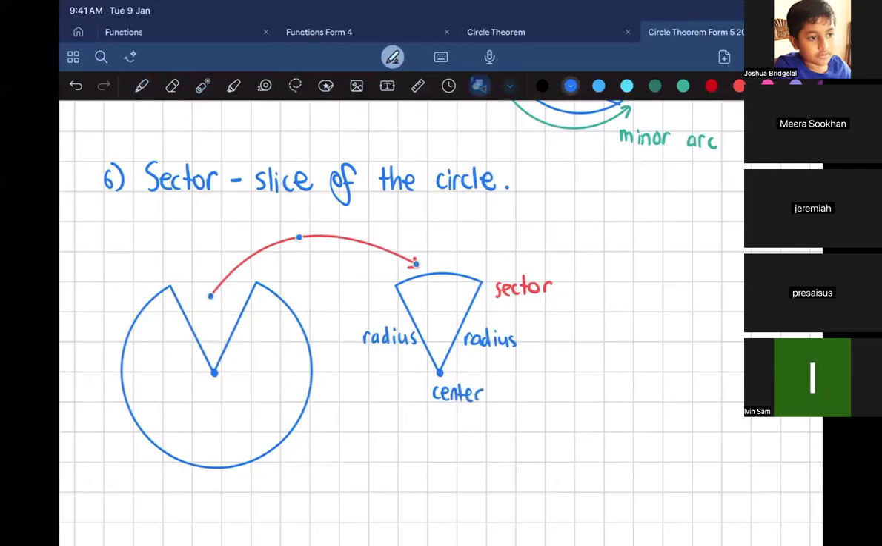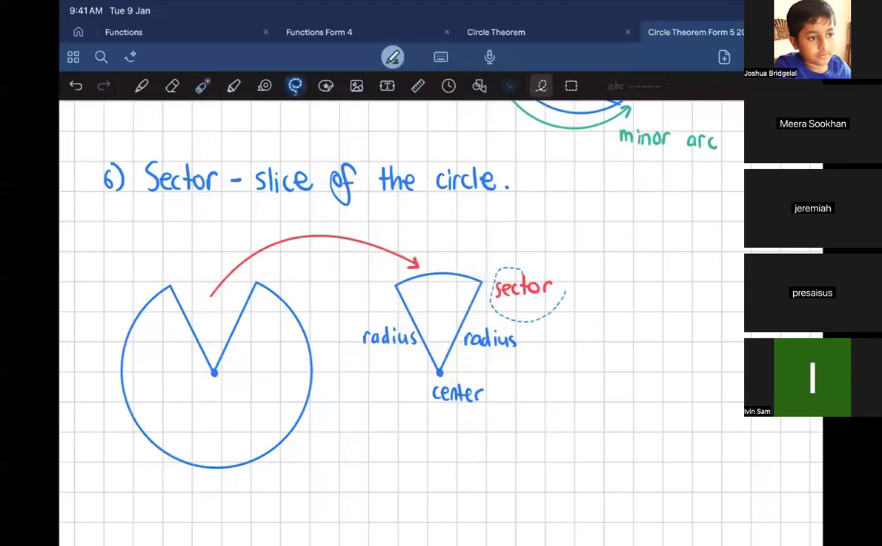And could anybody remind me what I would call this over here? If it's a piece of the circumference, what do I call a piece of a circumference? Remind me, somebody. The arc. Right? So a sector has 2 radii at the center, and it has an arc length.